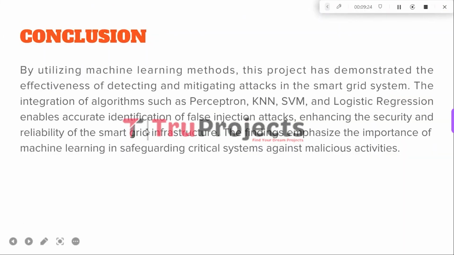Finally, the conclusion is that by utilizing machine learning methods, this project has demonstrated the effectiveness of detecting and mitigating attacks in the smart grid system. The integration of algorithms such as perceptron, KNN, SVM, and logistic regression enables the accurate identification of false injection attacks, enhancing the security and reliability of the smart grid infrastructure. The findings emphasize the importance of machine learning in safeguarding critical systems against malicious activities.